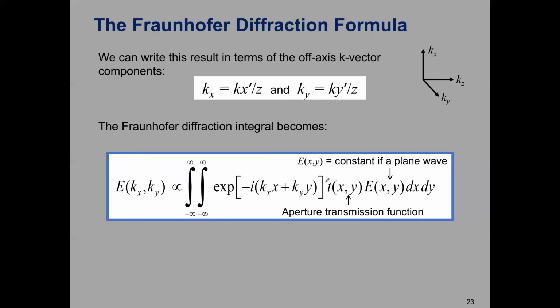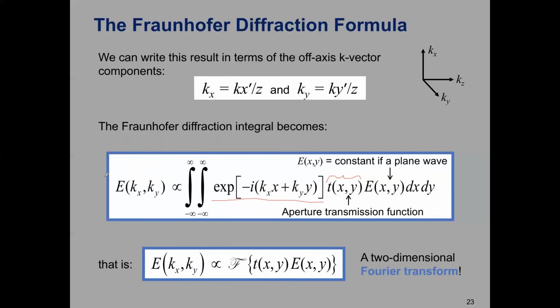So what we're doing here is multiplying the function that describes our aperture or opening by a complex exponential and integrating over all of space. This is an integral you know, and one that you've definitely done before. It's called the Fourier transform.